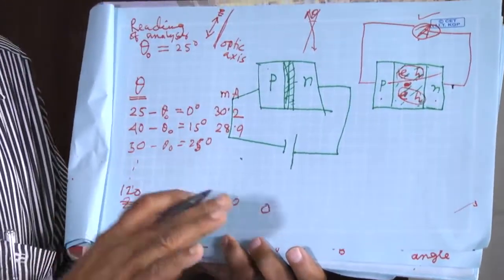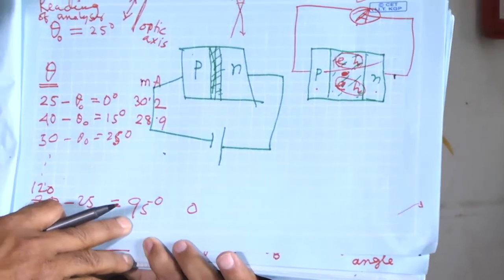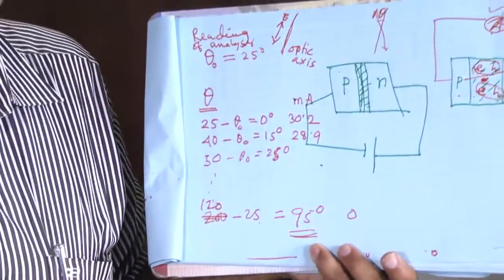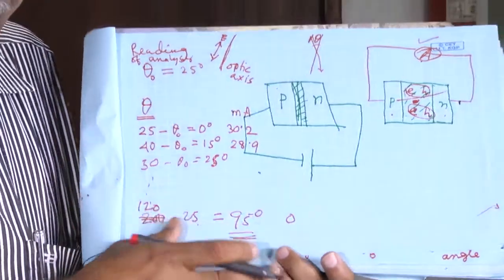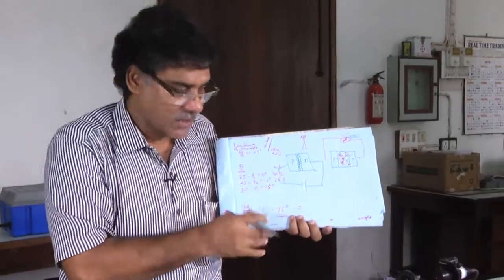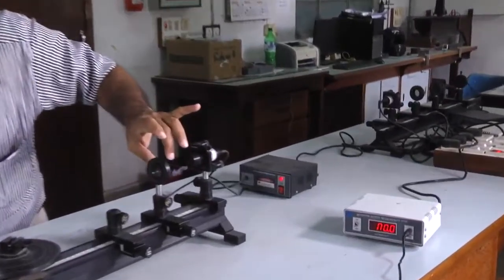So there is some error. One should repeat the experiment. It is 95, it is supposed to be 90. So one has to do very carefully, then it should come. So I will continue.